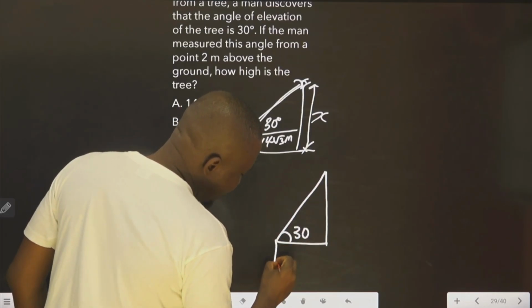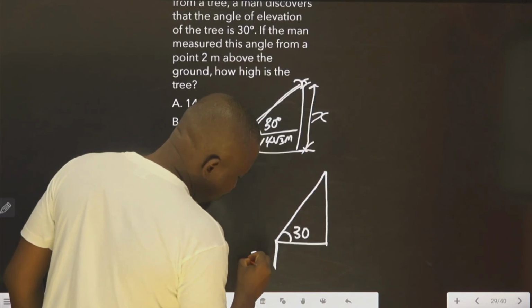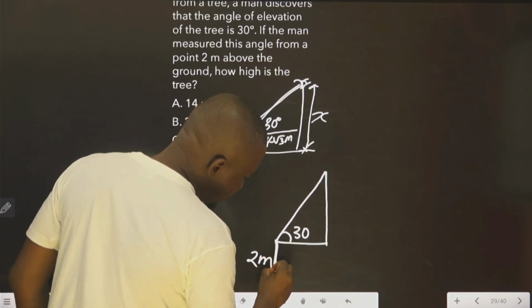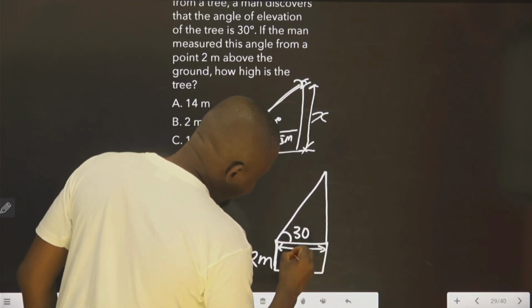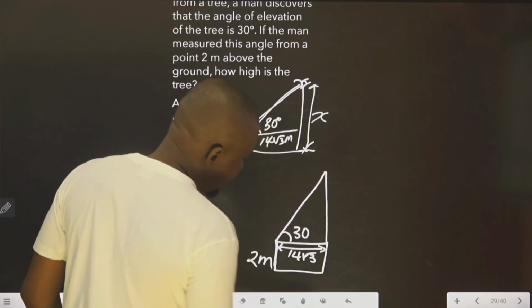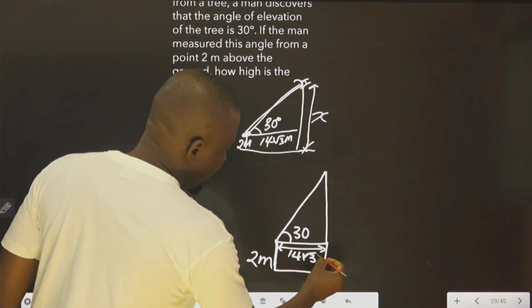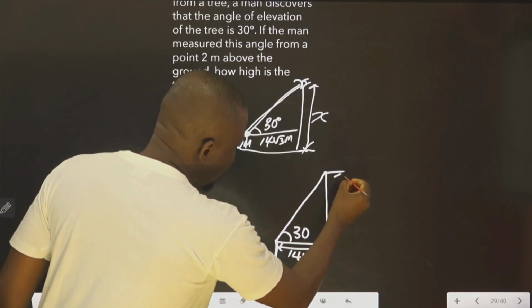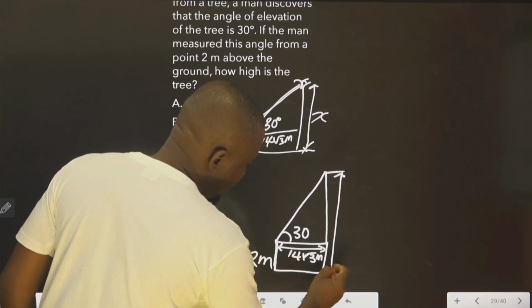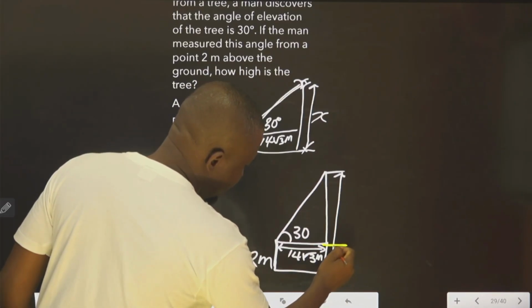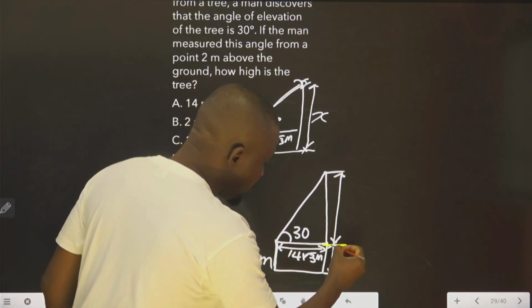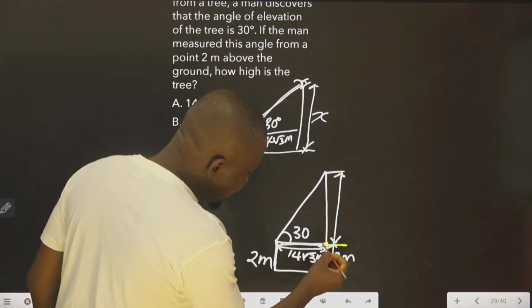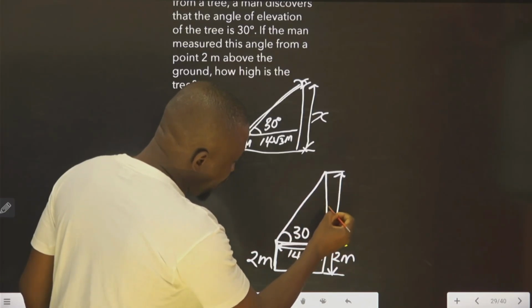But the height of this man is 2 meters. The distance between this and this is 14 square root of 3 in meters. We are asked to get this. We already know this is 2 meters, so we need this. We also know this angle, but we don't know X.